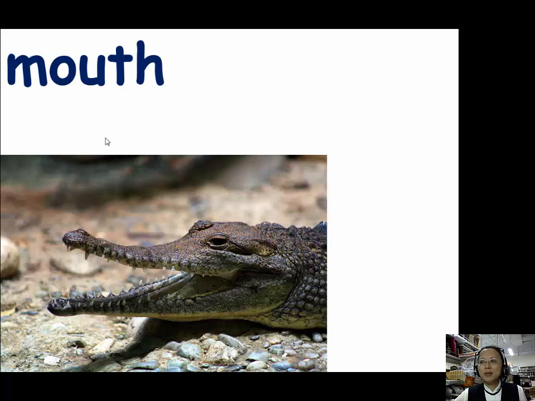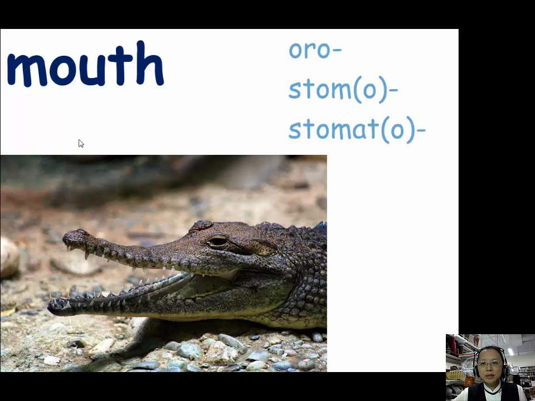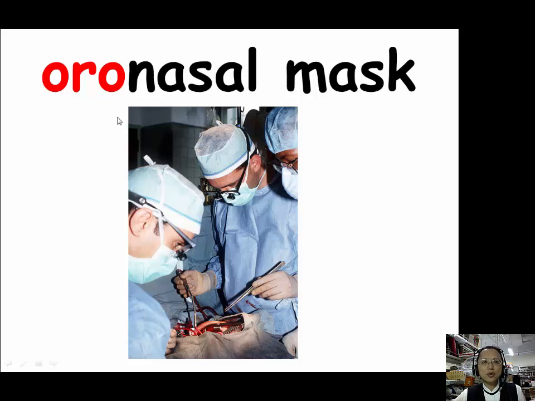When we want to talk about mouth, we can use three prefixes: oro, O-R-O, stomo, S-T-O-M-O, and stomato, S-T-O-M-A-T-O. Let's see our example. Our example for oro is oronasal mask. An oronasal mask is the mask that people use to cover their nose and mouth. Okay.